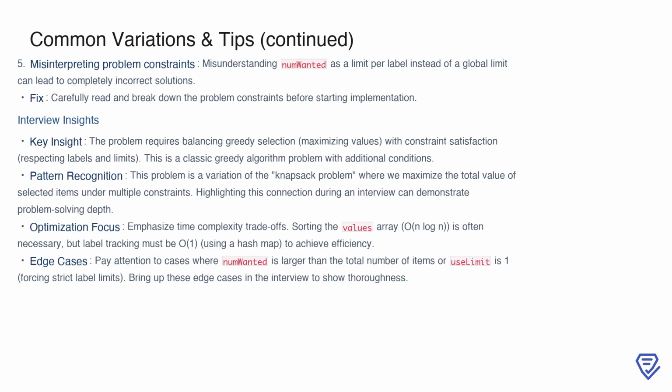Another potential pitfall is misinterpreting the problem constraints. For example, some assume num_wanted is a limit per label rather than a global limit, leading to entirely incorrect solutions. To avoid this, take extra time to carefully read and break down the problem requirements before starting your implementation.